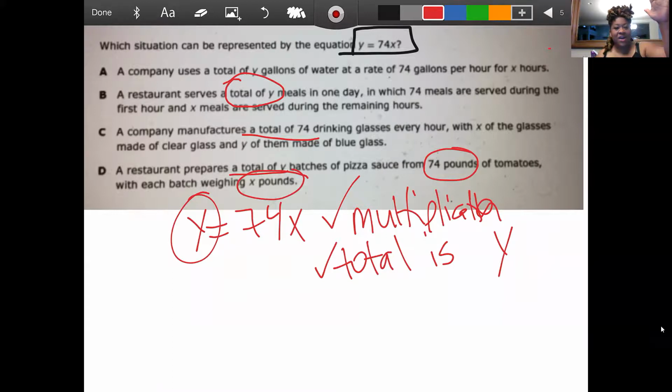So if you have the total pounds and then you have X pounds and you're trying to get the total from that, what operation do you think you would do? Okay. Are you going to be multiplying pounds by pounds to get a bigger number or what? So let's read A. A company uses a total of Y gallons, our totals match, of water at a rate of 74 gallons per hour for X hours. So if it's 74 gallons per hour, are you multiplying to get the total? All right, so good luck on solving this problem.